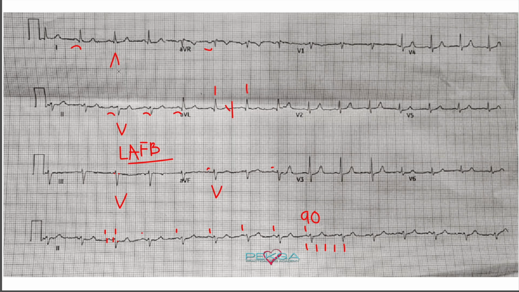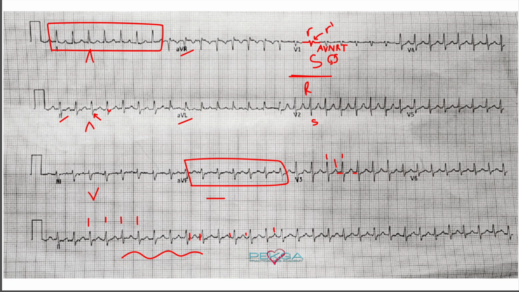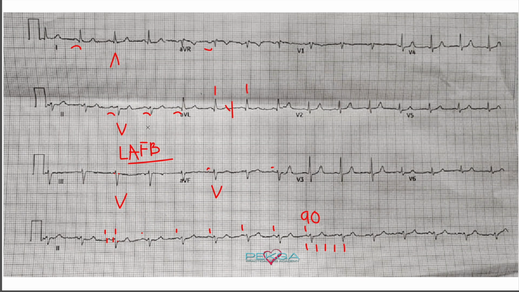So again, going back to this, left anterior fascicular block. Looking at the fast heart rate here while this patient was in SVT, that is not present. So the left anterior fascicular block is not present. So what's going on here? Is this the same patient? Yes, it is.